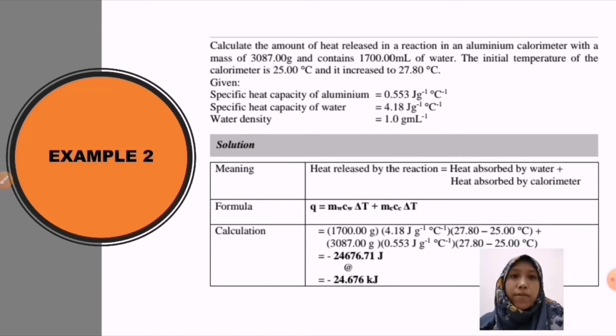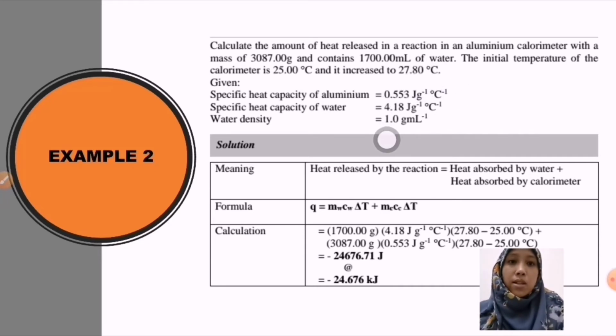Calculate the amount of heat released in a reaction in an aluminium calorimeter. So the mass of calorimeter is given, and then the volume of water is also given. The initial temperature of the calorimeter is 25 degrees Celsius, increase to 27.8. So kat sini kita boleh cari delta T lah.